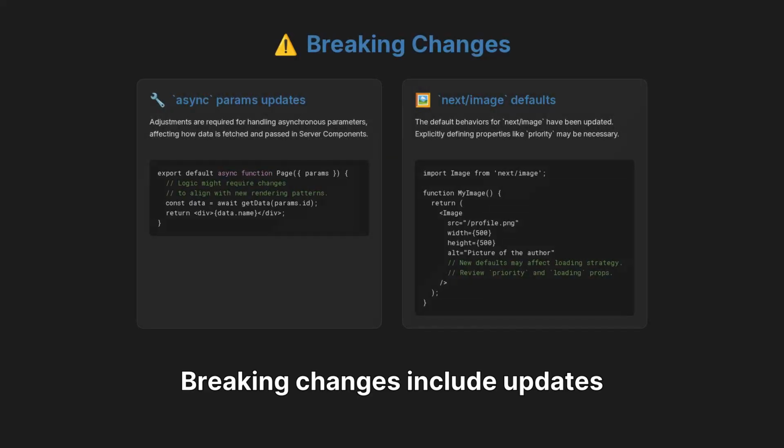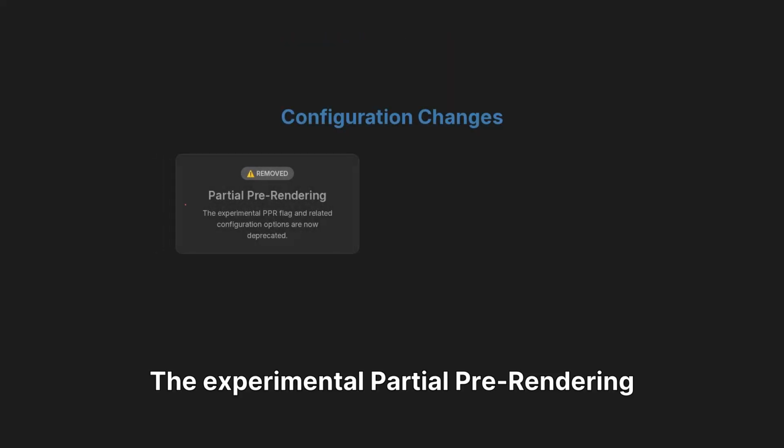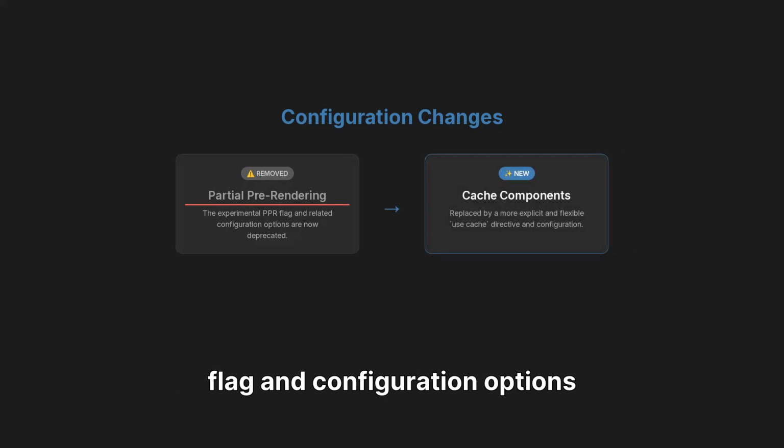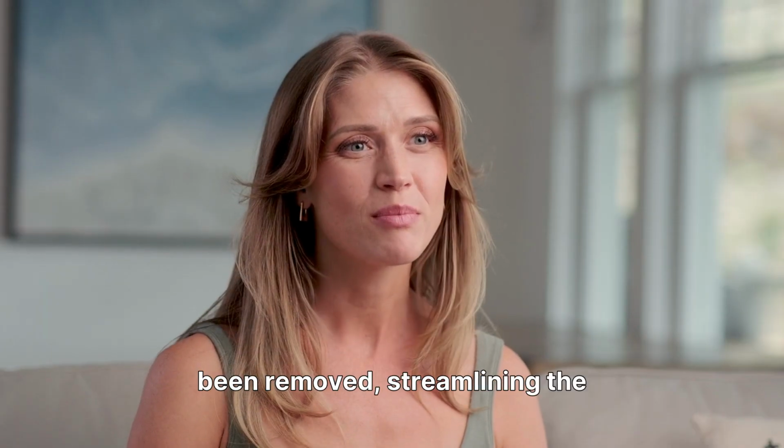Breaking changes include updates to async params and next/image defaults, requiring adjustments in existing codebases. The experimental partial pre-rendering flag and configuration options have been removed in favor of the new cache components configuration. Deprecated features like AMP support and the old middleware.ts paradigm have also been removed, streamlining the framework.